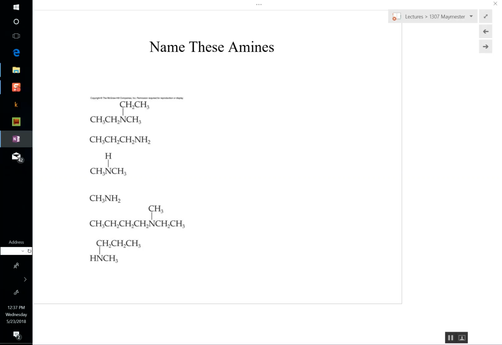Can you put it right on there? Just write it right next to the molecule. You don't even have to draw the molecule. Just write the name next to it.